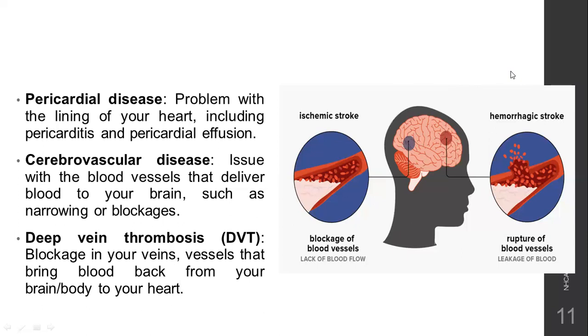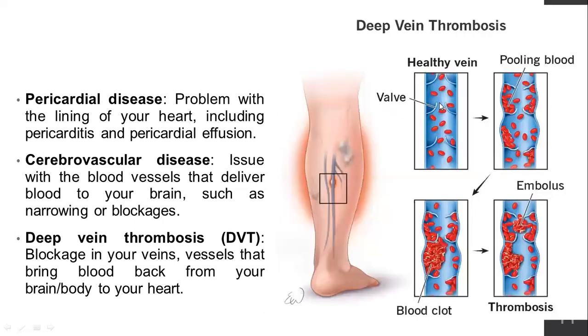Then we have deep vein thrombosis, DVT, blockage in your veins. So far, we were discussing the majority of the disease conditions of the arteries. Veins can also undergo certain systemic blockages. So blockages in the veins, the vessels that bring blood back from your brain and body to the heart, can also undergo some trouble.